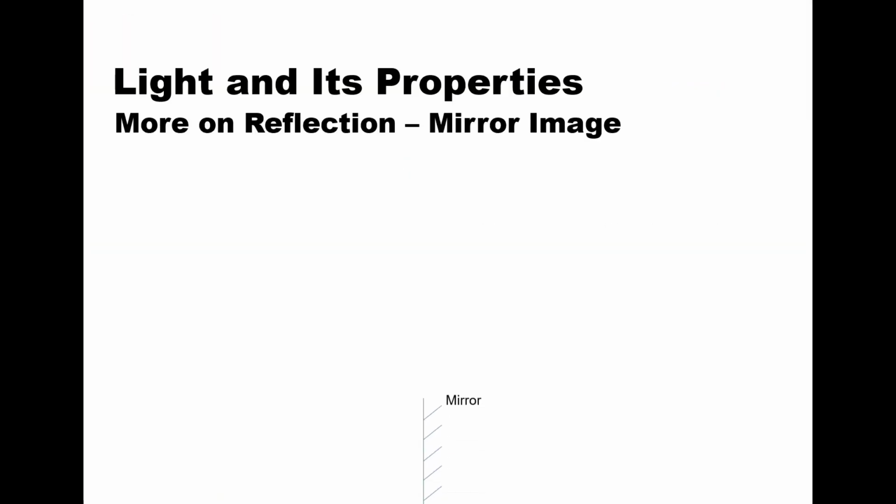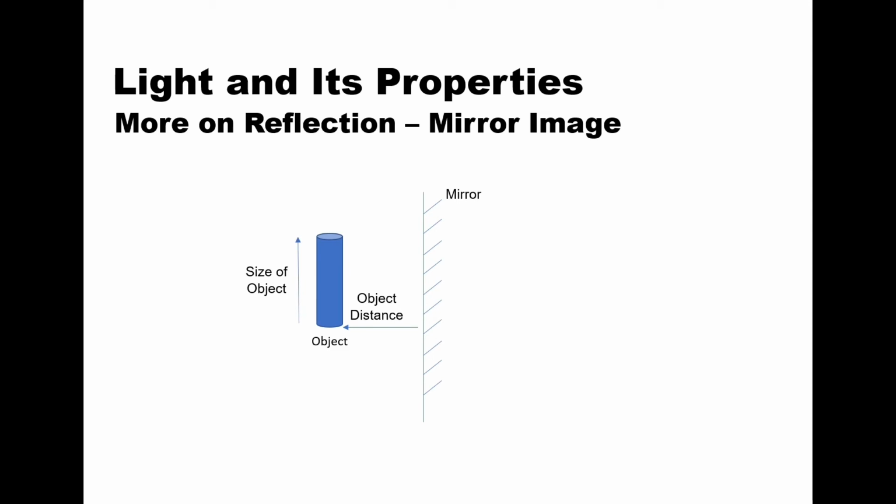Mirror images. In a mirror diagram, the mirror is represented with a straight line and a series of slanted lines on one side of the mirror. The object is usually placed on the side without the slanted lines. The object distance denotes how far the object is placed from the mirror. The object size denotes the height of the object. An identical image will be formed on the opposite end of the mirror.